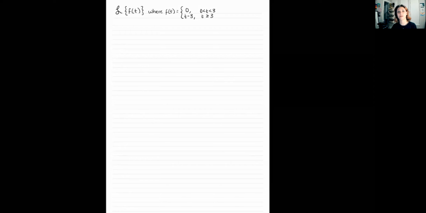Hey guys, so today we're just going to be talking about Laplace transforms, and we're going to be using a piecewise function to find that. So today our piecewise function is going to be f of t, and from 0 to 3 our function is just 0, and where t is greater than or equal to 3 our equation is t minus 3.